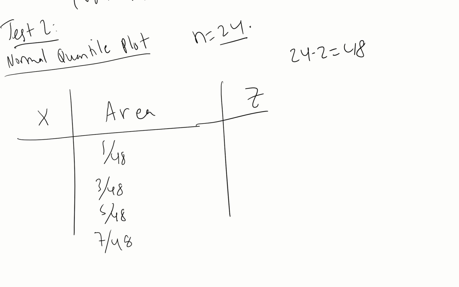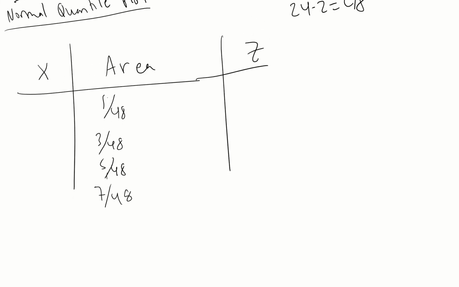For each of these quantile values, you multiply the number of data points by 2, and that's your denominator. Then you start with odd numbers starting at 1. And this has to be sorted in order, so that your smallest number has an area of 1 over 48 under the curve.